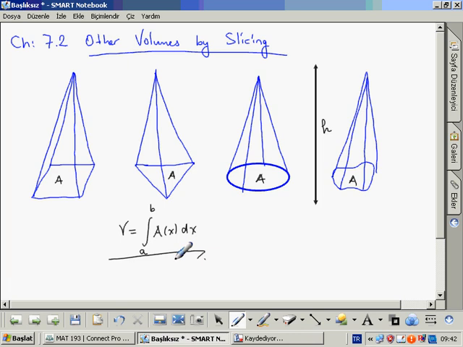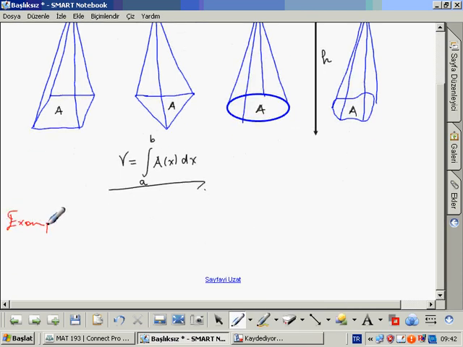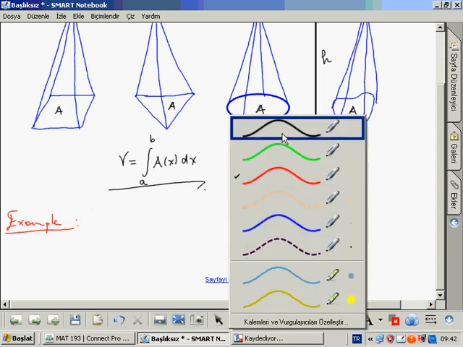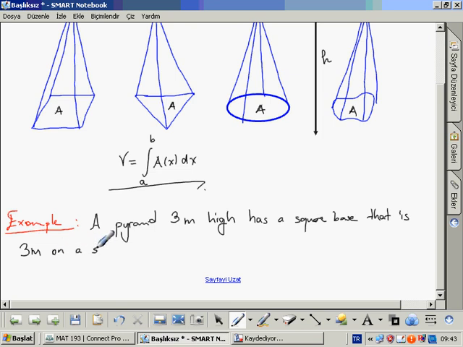Let's continue with the example. A pyramid, 3 meters high, has a square base that is 3 meters on a side. Find the volume of the pyramid.